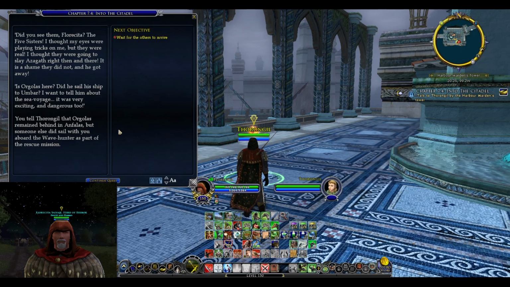Is Orgulus here? Did he sail his ship to Umbar? I want to tell him about the sea voyage. It was very exciting and dangerous, too. You tell Thorongil that Orgulus remained behind in Anaphalis, but someone else did sail with you aboard the Wave Hunter as part of the rescue mission.